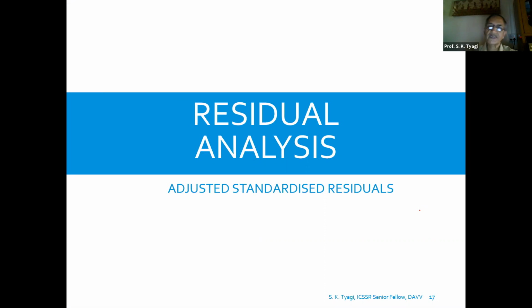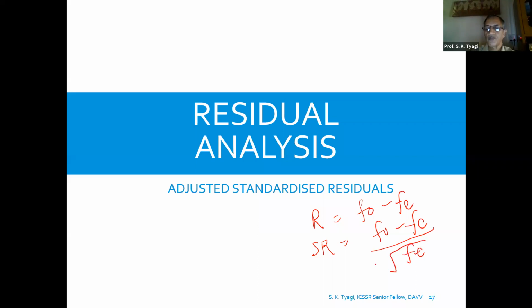Now, for residual analysis, yesterday we saw there is a residual. Residual is FO minus FE. Then there is the standardized residual. This is FO minus FE divided by the square root of FE. And we interpreted this as nothing but Z. If it is greater than 1.96, significant at 0.05; greater than 2.58, significant at 0.01. This is what we did yesterday.